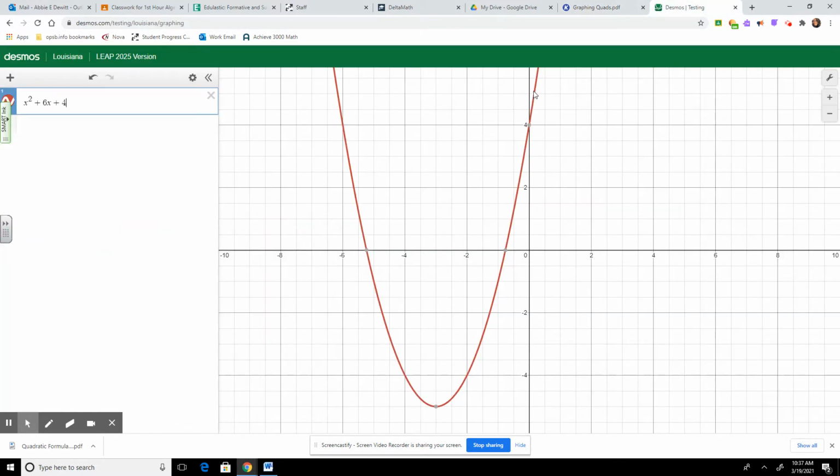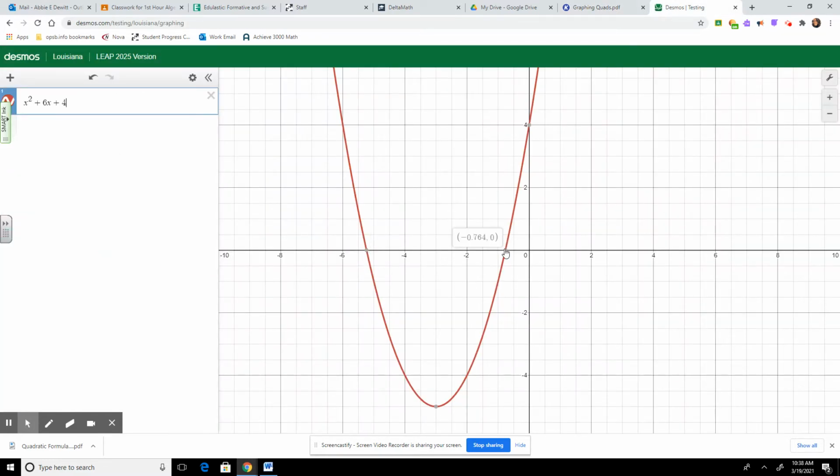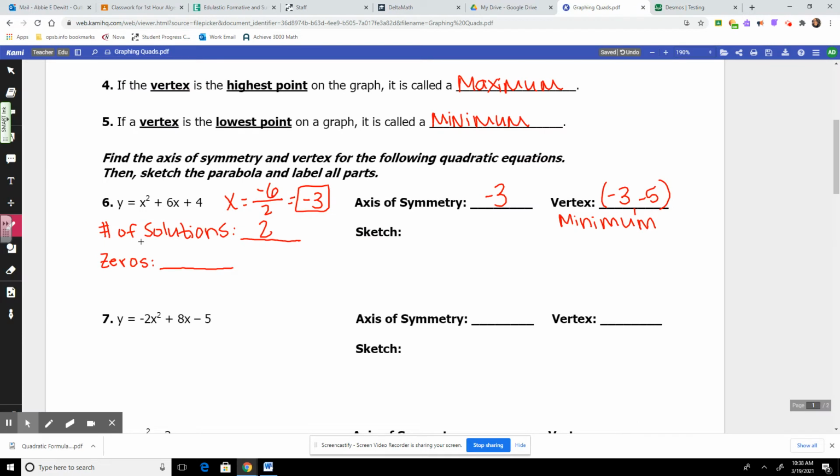Well, what that means is the number of solutions means where does this graph touch or cross the x-axis? What are your x-intercepts? Well, I have an x-intercept here, and I have an x-intercept here. I have 2 x-intercepts, which means I have 2 solutions. I have 2 solutions because I have 2 x-intercepts. And another vocabulary word or another term that can be used to explain your x-intercepts or your solutions is called zeros. So that's why I wrote zeros.